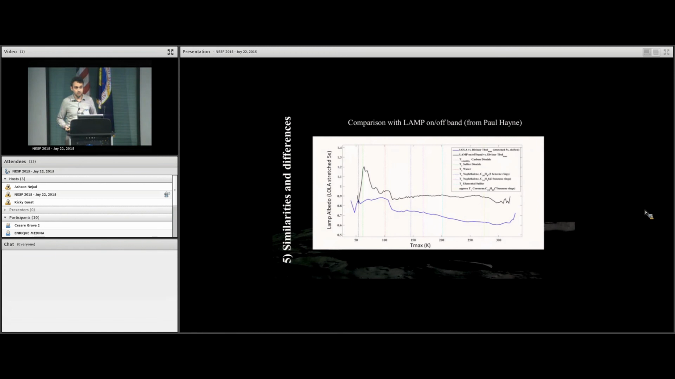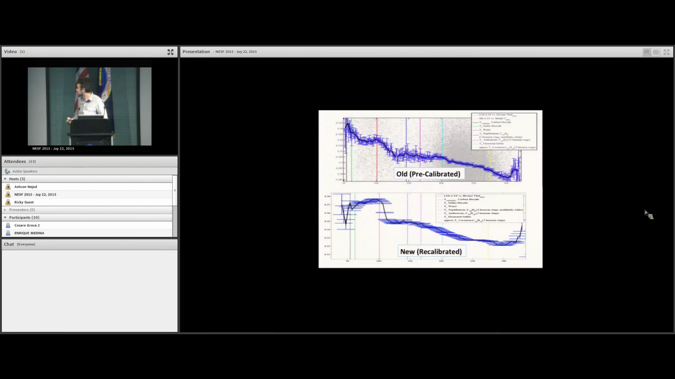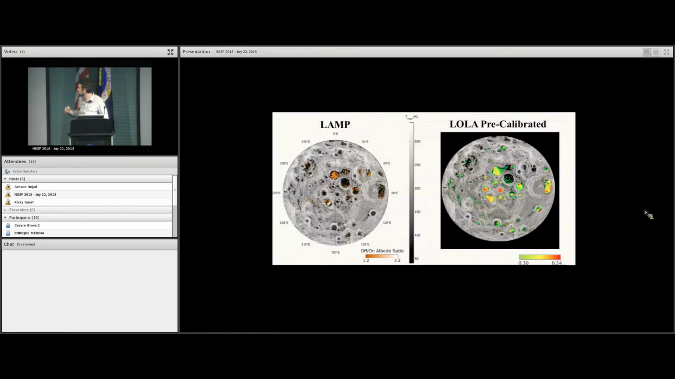Then another thing to strengthen this argument that we are actually mapping water frost is to do a comparison with what Paul Hayne recently published in the volatile special issue of Icarus, which was the LAMP brightness as a function of temperature. And you can see that that same feature at 100 K is really showing up in both the laser altimeter and the LAMP, and then there are a few features that don't necessarily match. And so this is great. We have like four spectral bands now of mapping the frost on the Moon, and maybe we can get more with a new mission. I'll go over that.